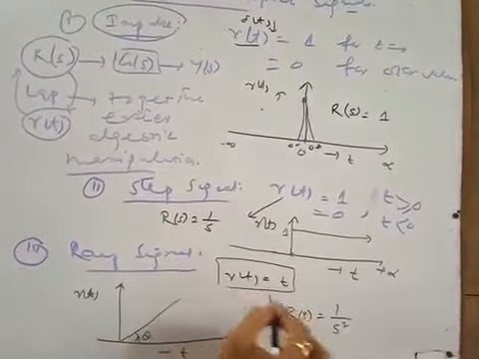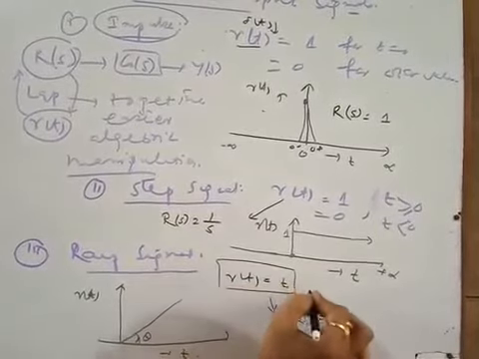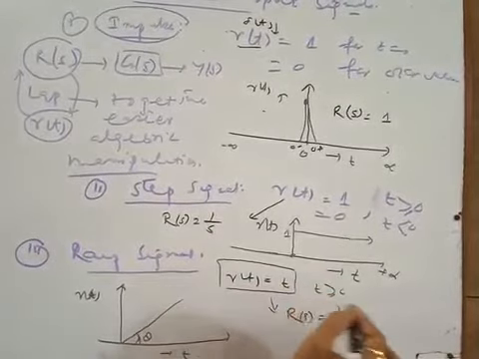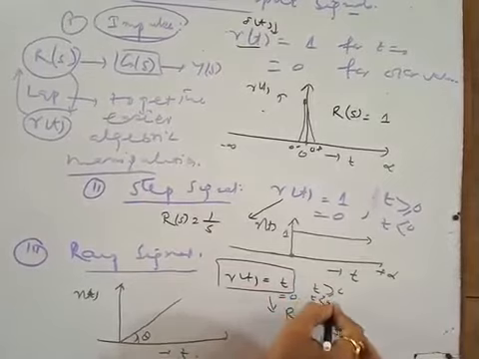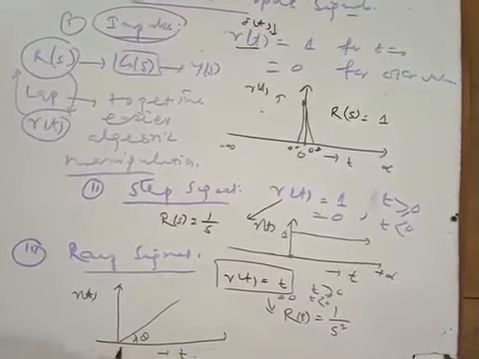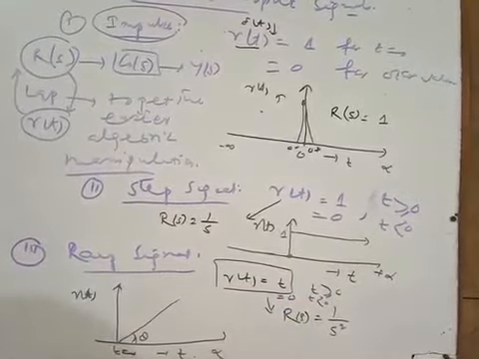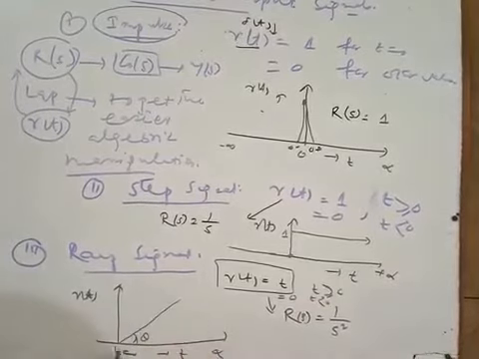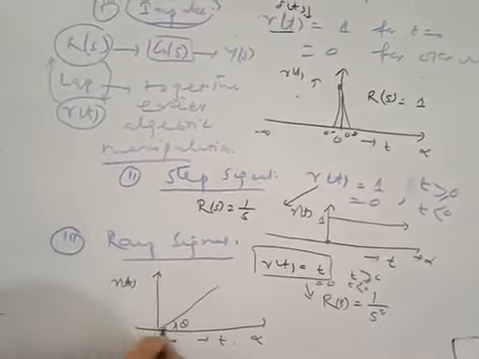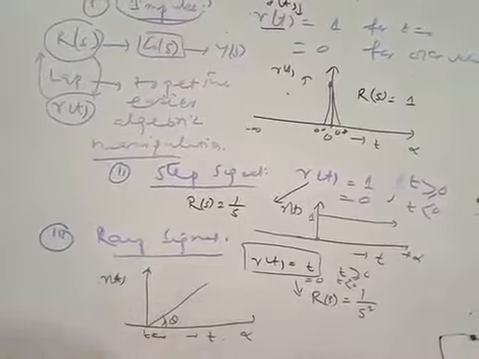And what is the mathematical form? Actually, r(t) is equal to t for t greater than or equal to 0, and equal to 0 for t less than 0, right? So t starts from 0 to infinity, you get this signal r(t), and for t less than 0, that means in this direction the value of r(t) is equal to 0.